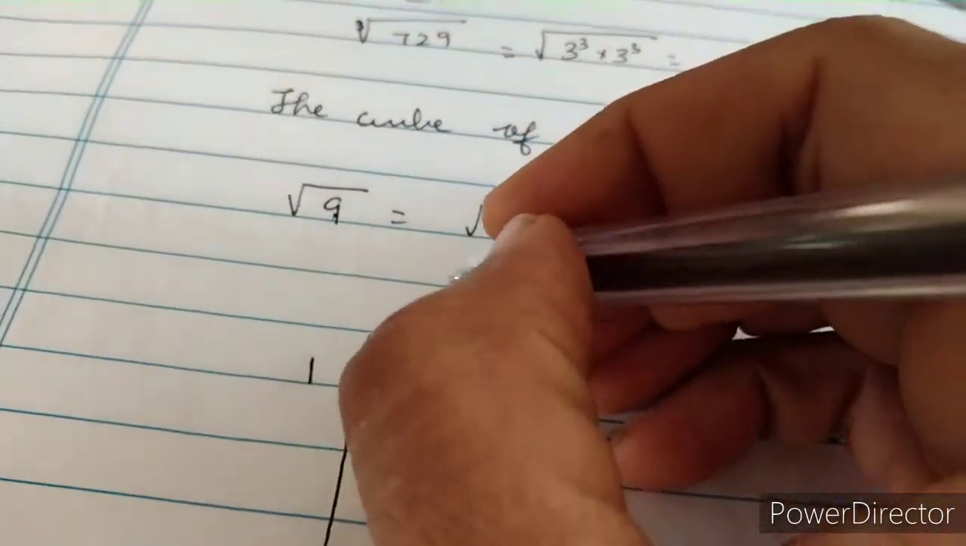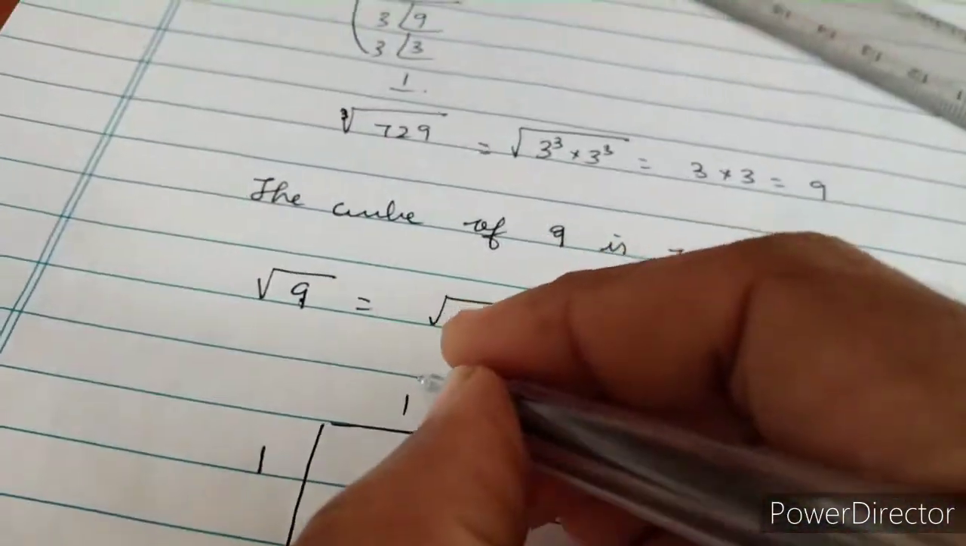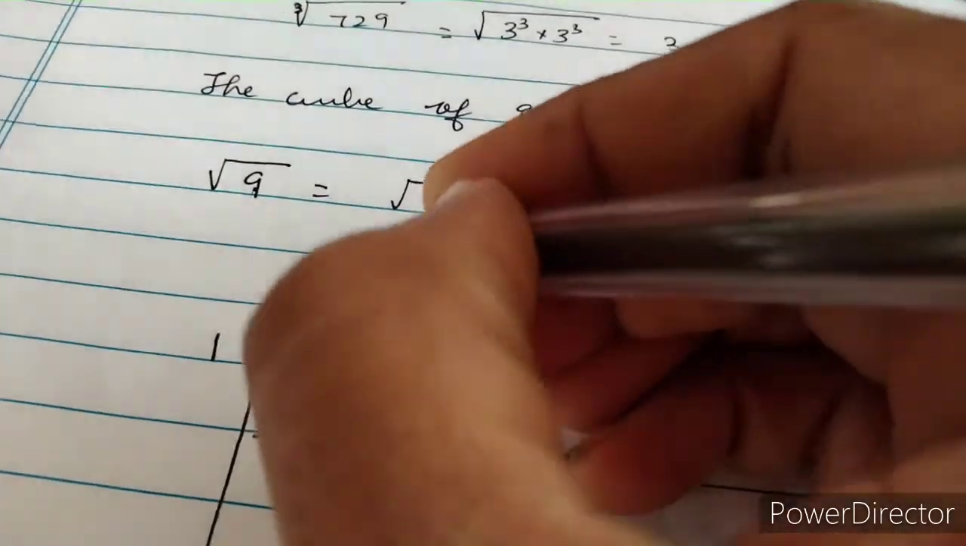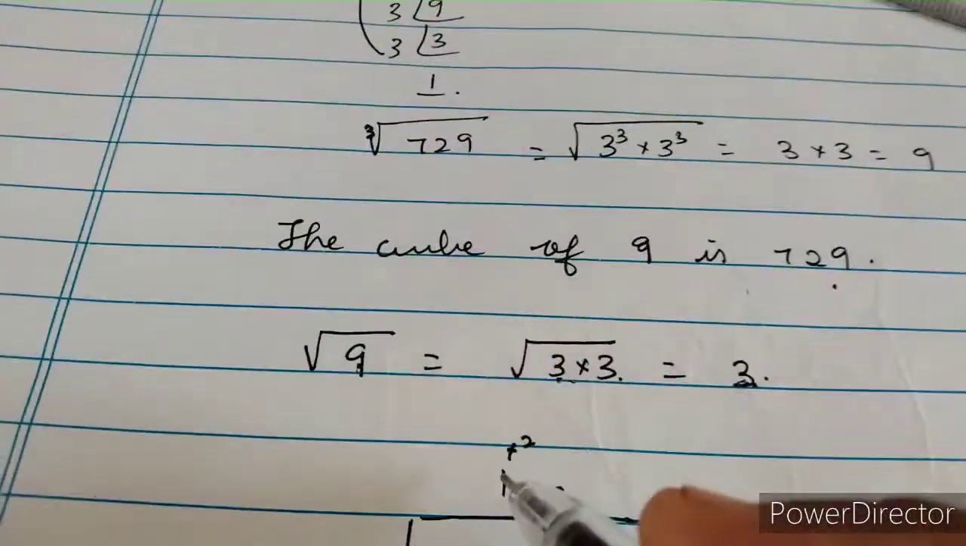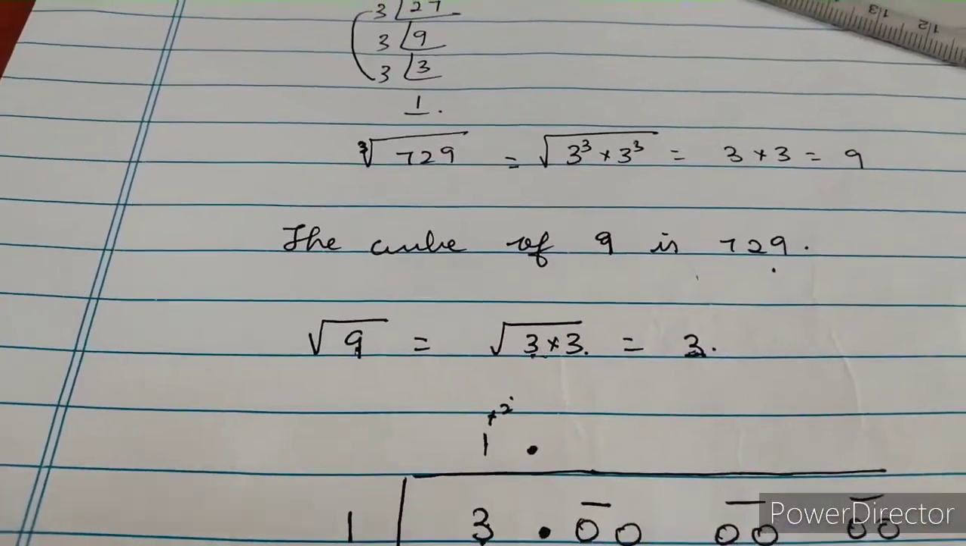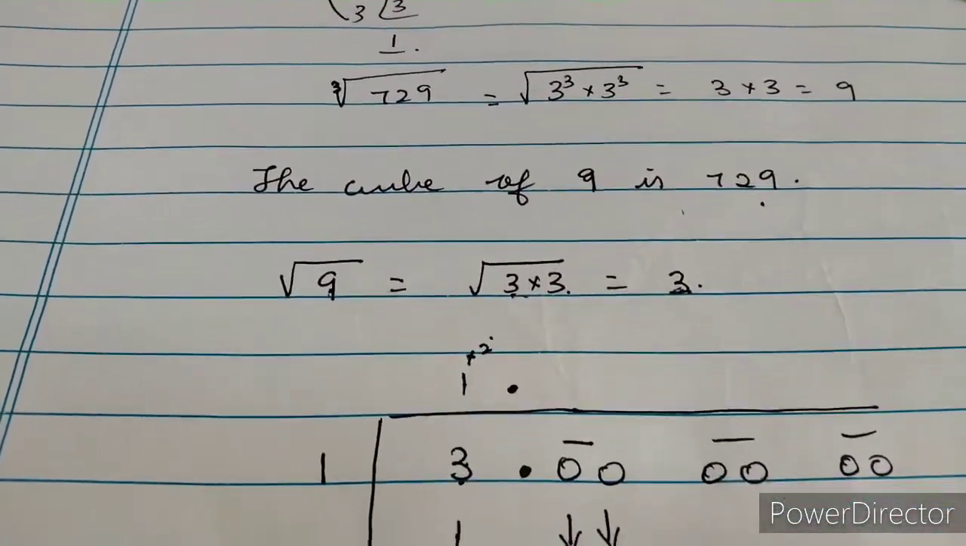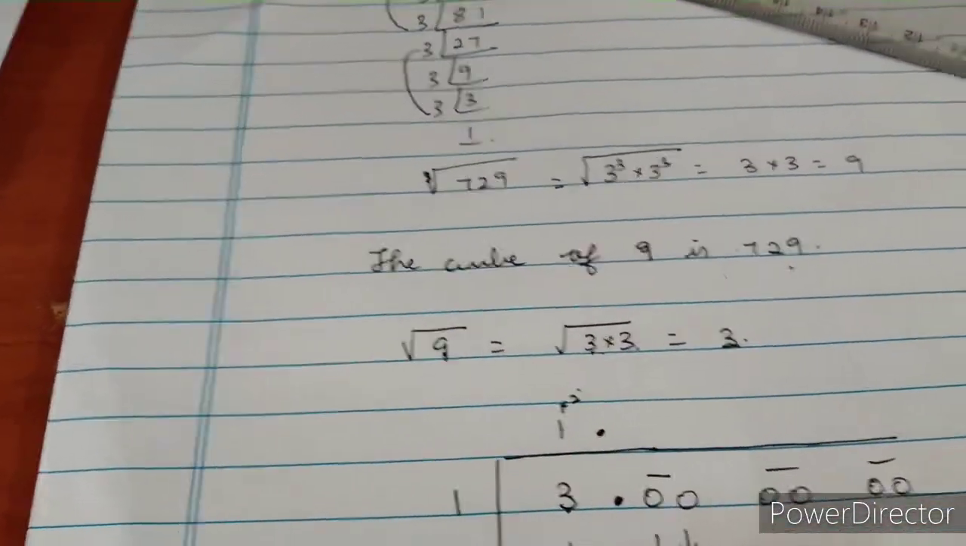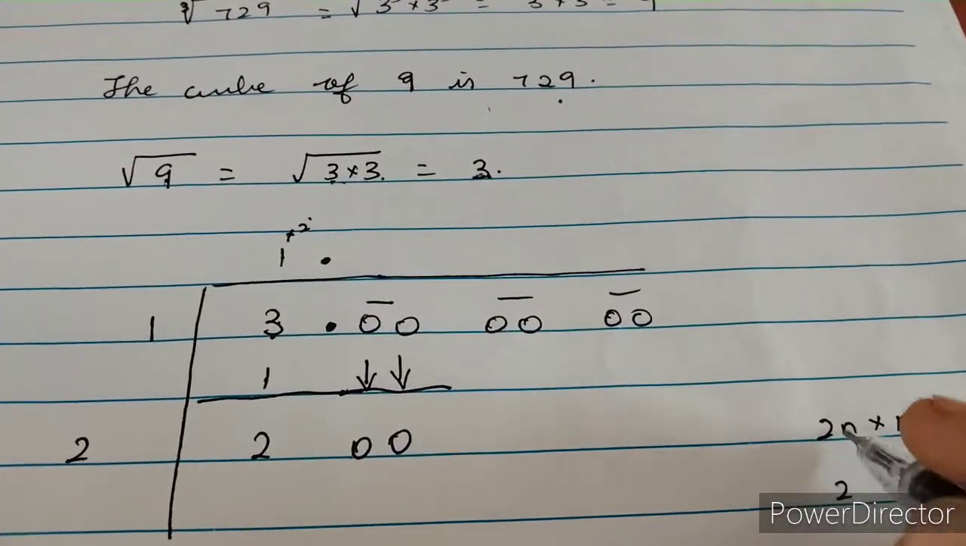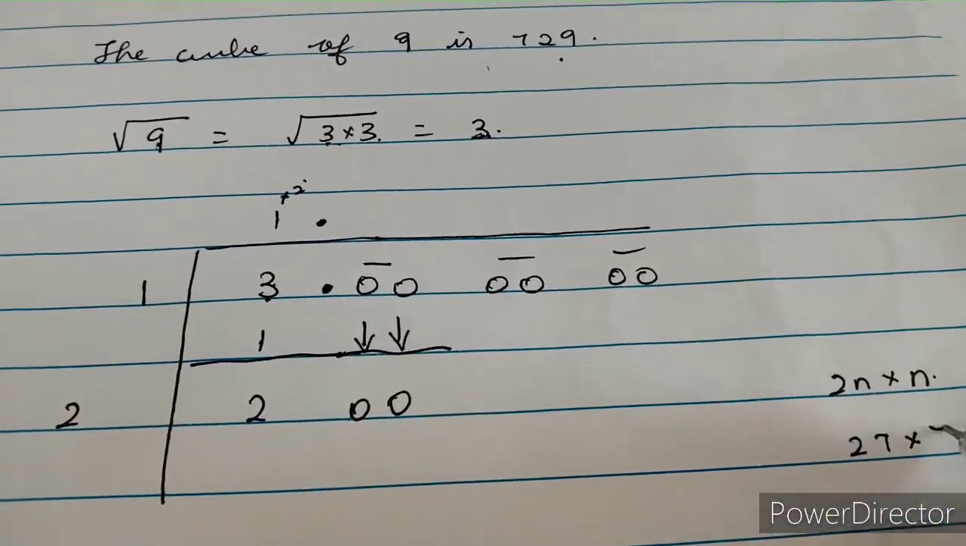Then what do you have to do in the next step? Multiply by 2 with the top number. That is, 1 2s are 2. Now you have to find 2n into n. That is, if you take 2 in the place of n, 7 into 7.